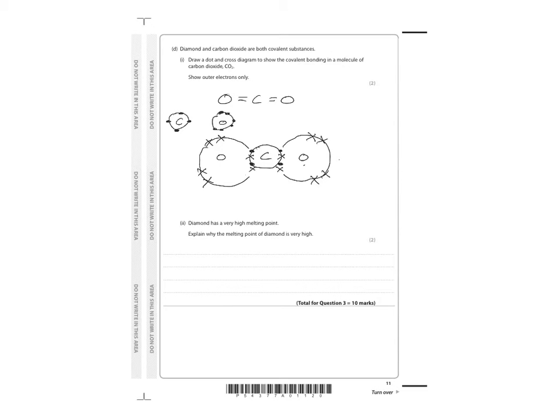Okay, so when you draw a dot cross diagram, always check that you've drawn 8 electrons around each atom, 2 if it's hydrogen, just to check that it's as if they both have a full outer shell.